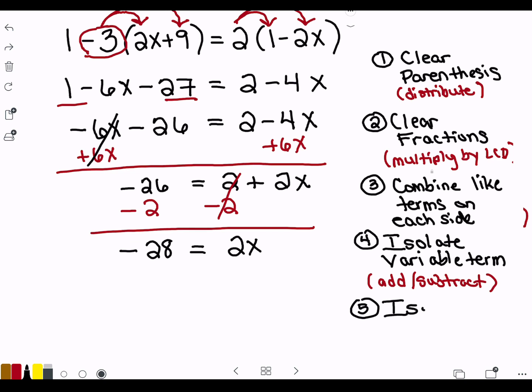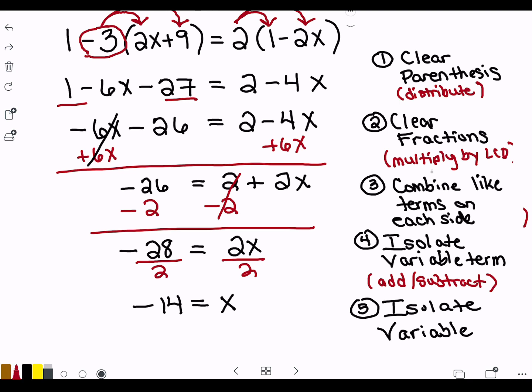Now, step 5 is to isolate the variable. Some of you probably already recognize that this will be your next step. I need the variable to be by itself. The variable is x. Now, when you are isolating the variable, this is where the division comes into play. So you divide both sides by 2, and you end up getting negative 14 is equal to x. That's your answer. So you need to isolate the variable. To isolate the variable, this is where the division comes into play. So you have to divide to do that.